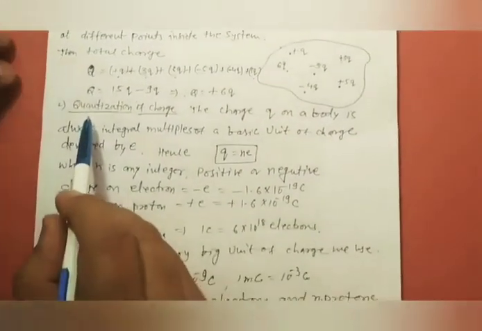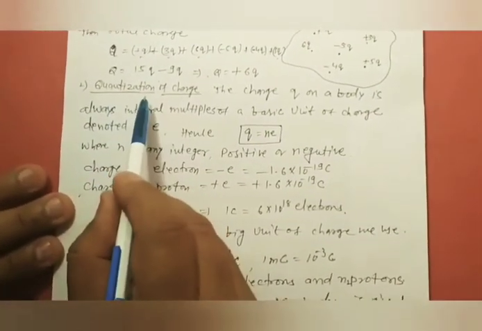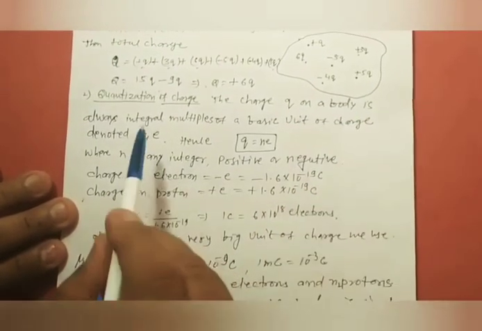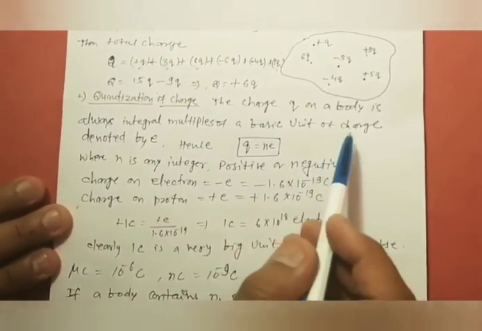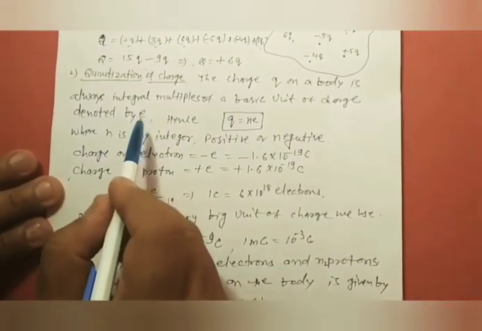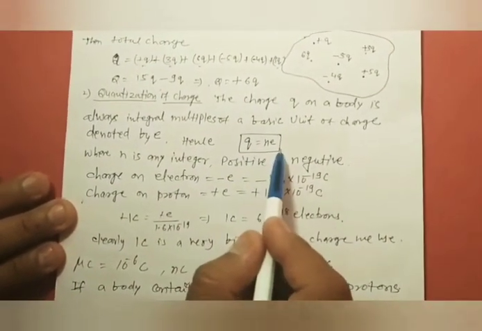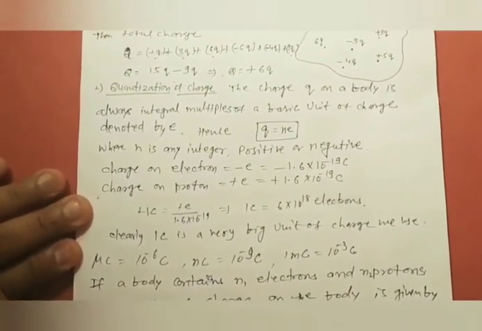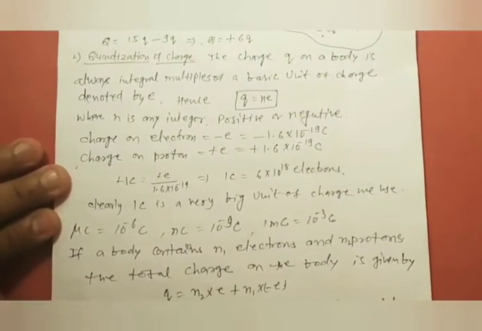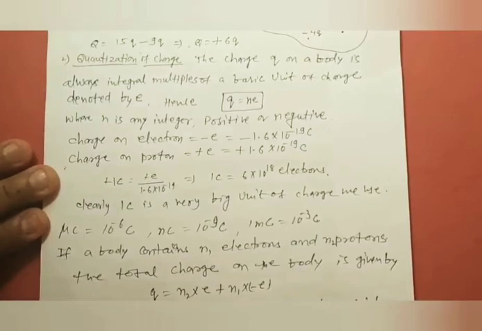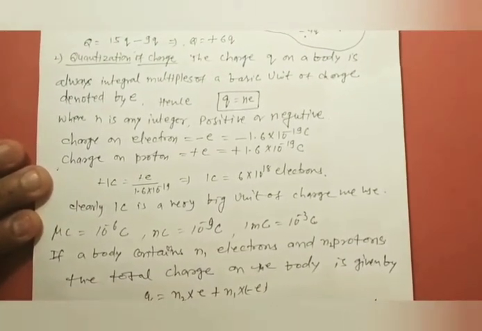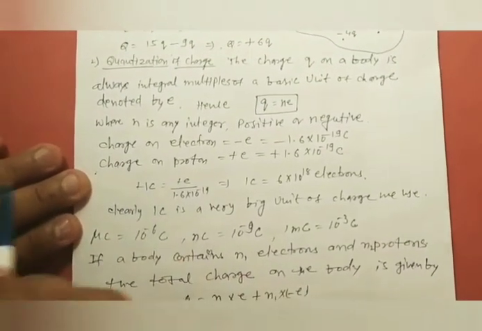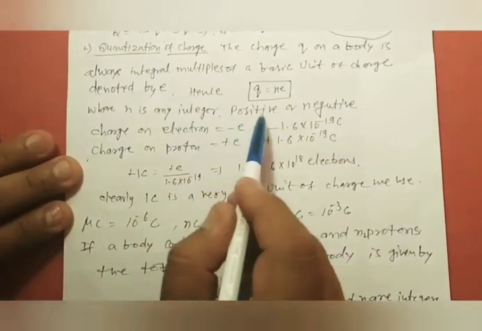Now next one is quantization of charge. Very important property. The charge Q on a body is always an integral multiple of a basic unit of charge denoted by e. Hence Q = ne. Means charge is always an integral multiple of this basic charge unit e. Charge cannot be Q = 2.5e or 1.3e. Charge is always an integral multiple of e, where n is an integer, positive or negative.